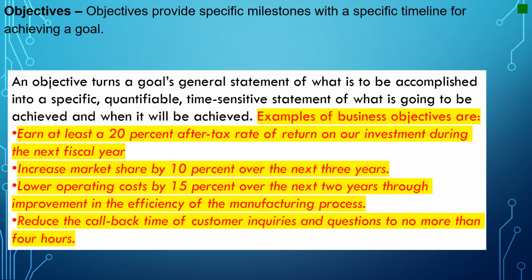We have looked so far at 3 components or 3 elements of the business plan. We started with the executive summary, went ahead with the general description of the business, and third, the vision, mission statement, goals, and objectives.